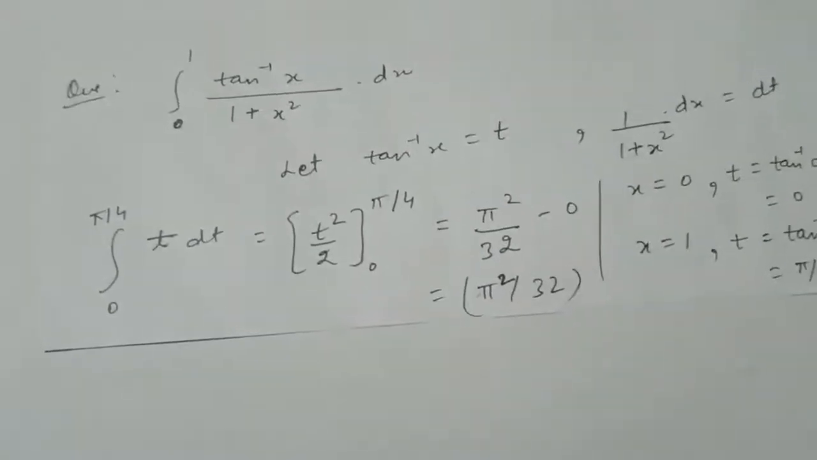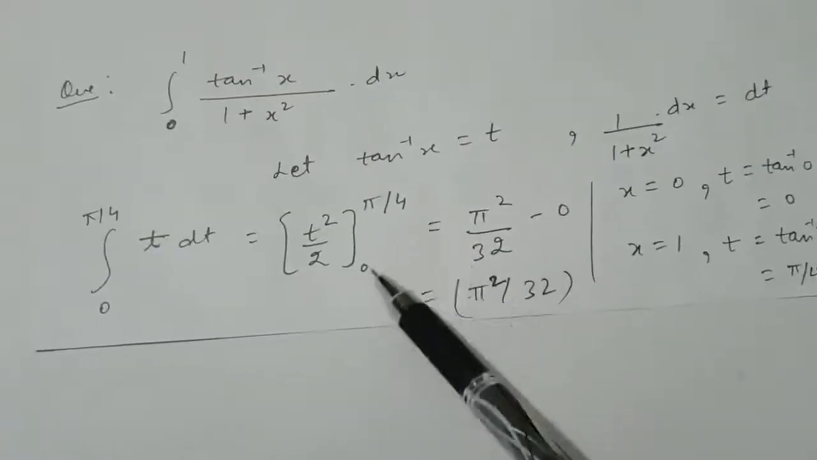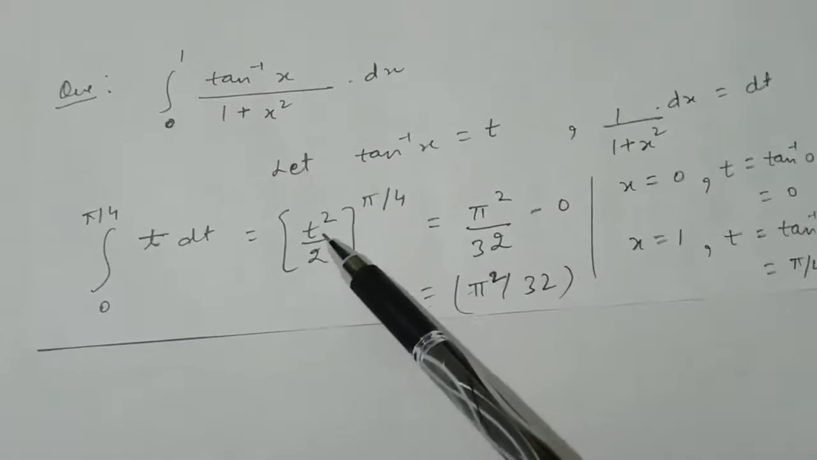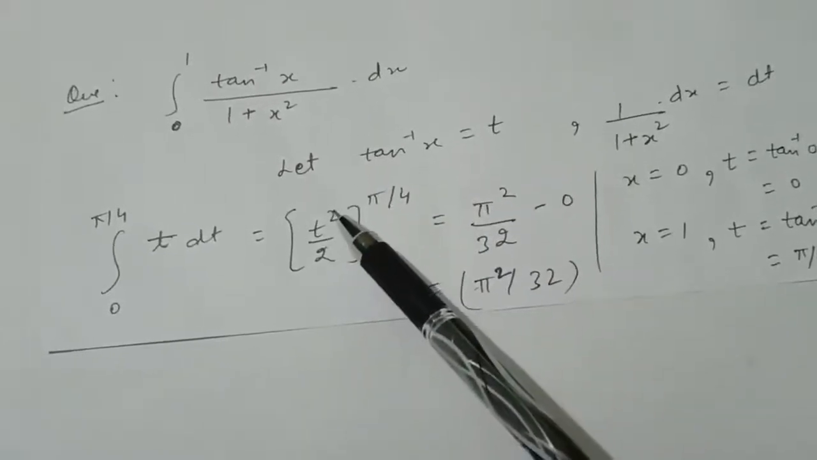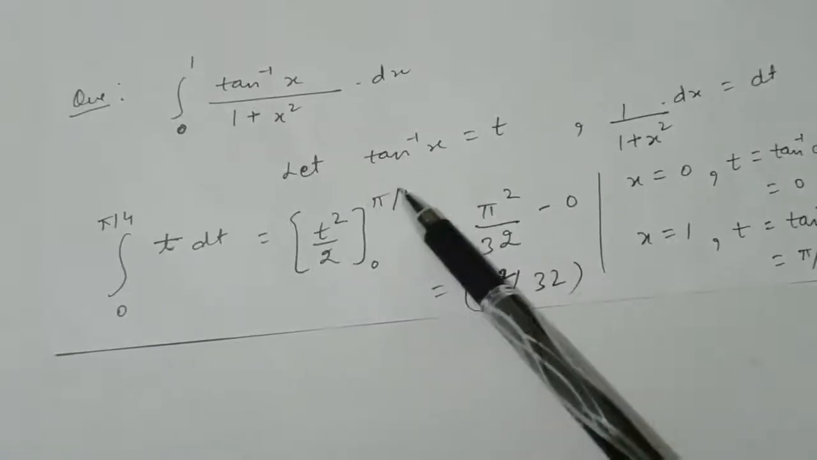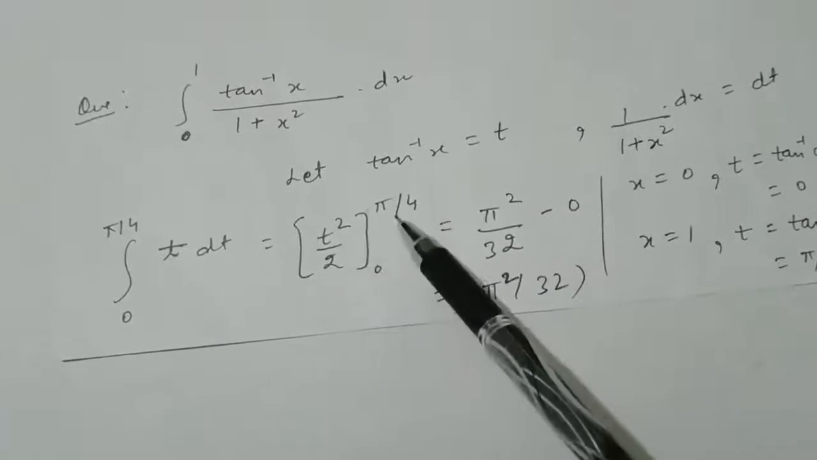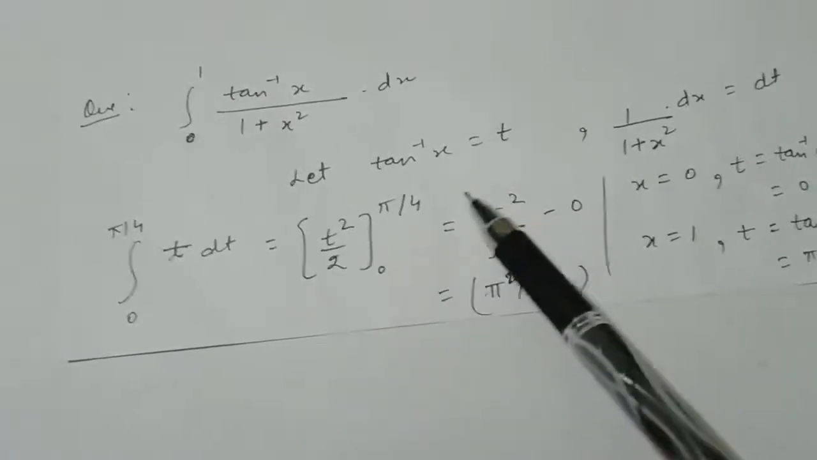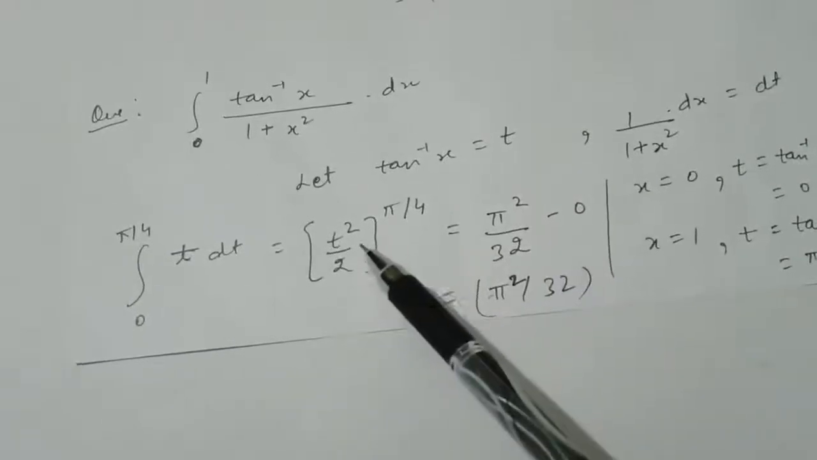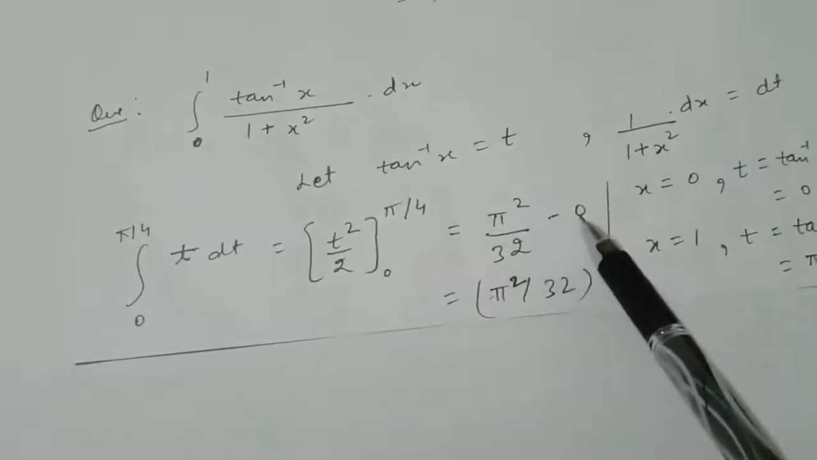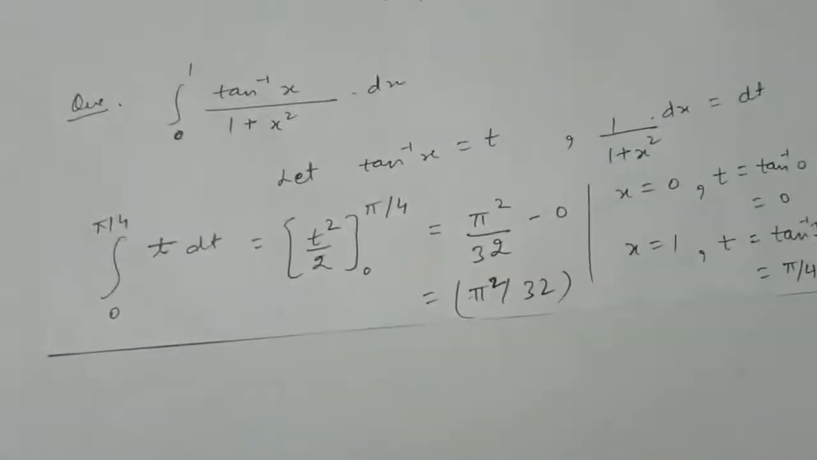Now see, what is the benefit of this? Because we have changed the limits, now it is not required to write tan inverse x in place of t. Now we can directly put these limits in this function only to get the answer, right? So when you put pi by 4 in place of t, you will get pi square by 32, minus when you put 0 in place of this, you will get 0 only. So the answer will be pi square by 32, right?